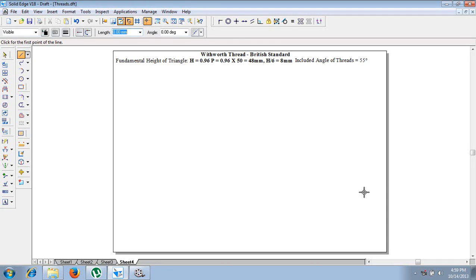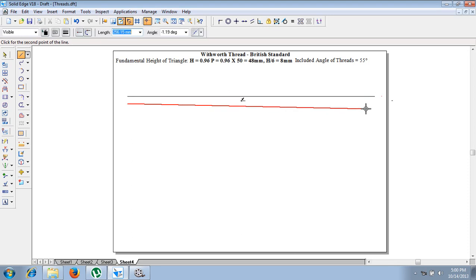The included angle of a thread is given as 55 degrees, and both crest and root are rounded here. Now using a line command with 0.13 mm as a thickness, let us start constructing this type of thread. Let us draw the 4 lines in this format.